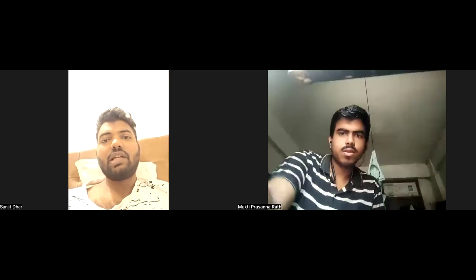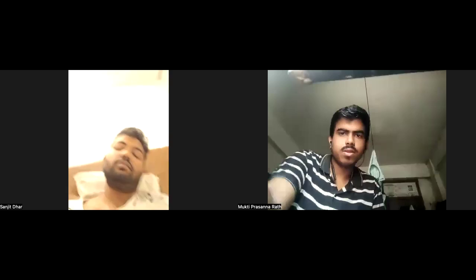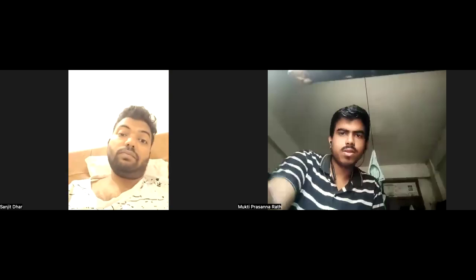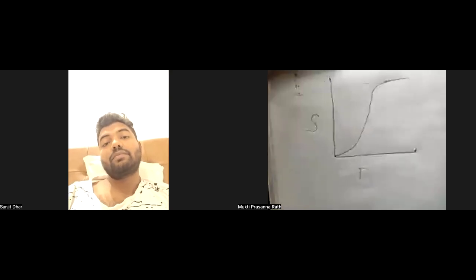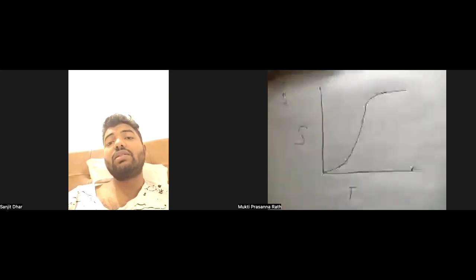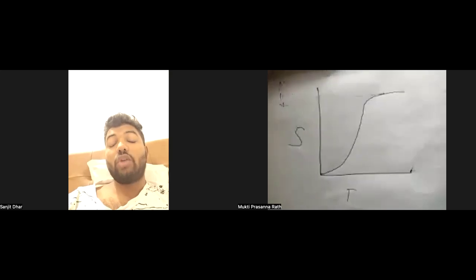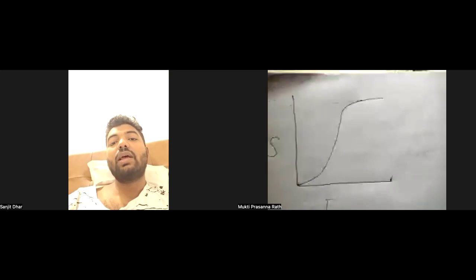Prasanna, I guess there are some connectivity issues on your side. Yes, sir, I have drawn. Can you show it to me? Yes. Sir, tell me, in the graph, why does the slope of entropy versus temperature change with temperature? Why does the slope of this graph change?